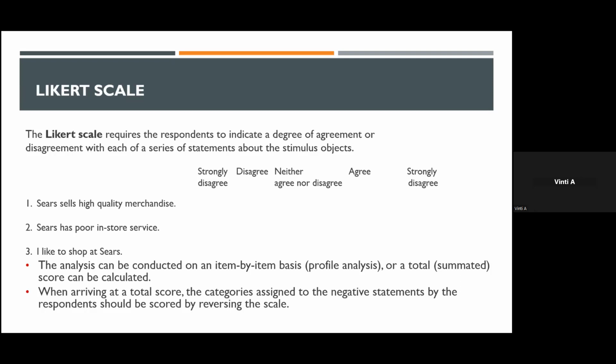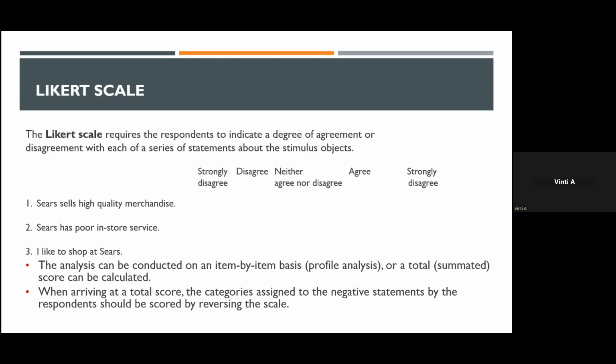It can be useful, right? It can be high. So you have very low, low, medium, high, very high. That is also a Likert scale. It can be very poor, poor, neither poor nor good, good, very good, right? Even that is a Likert scale.